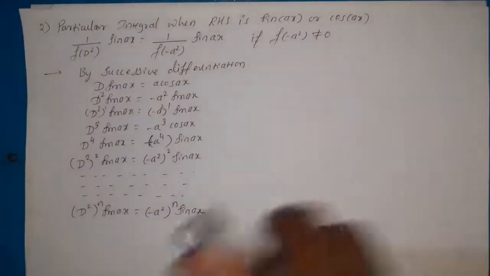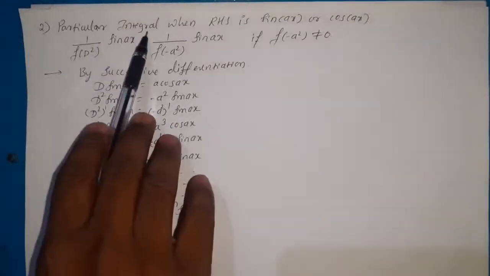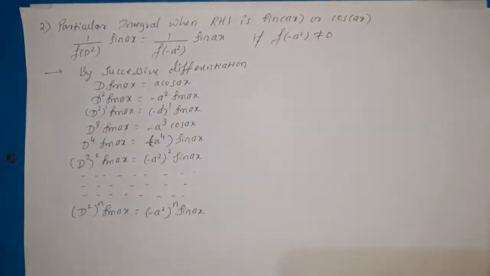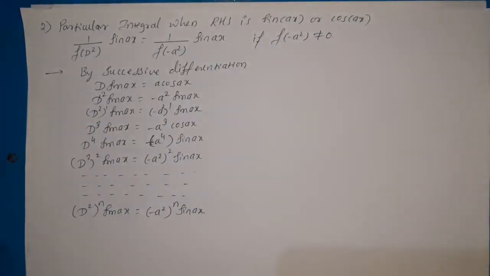Now here we are going to discuss the particular integral of the differential equation when the RHS is of the form sin ax or cos ax. First let us derive the formula for that. So here, the particular integral when the RHS is sin ax or cos ax: for both the functions the particular integral will be the same. As in the previous case, we are going to prove this by using successive differentiation.